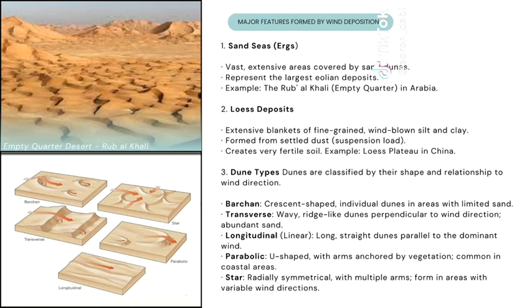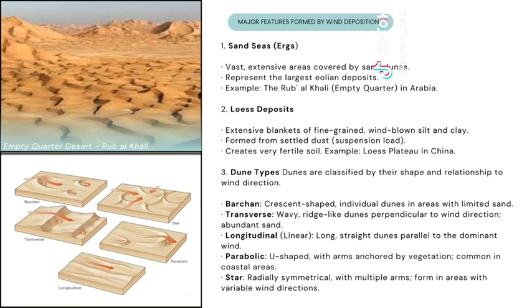And next we have barchan, crescent-shaped individual dunes in areas with limited sand, and transverse, wavy ridge-like dunes perpendicular to wind direction with abundant sand, and longitudinal or linear, long straight dunes parallel to the dominant wind, and parabolic, a U shape with arms anchored by vegetation, common in coastal areas. And lastly, we have star dunes, roughly symmetrical with multiple arms, formed in areas with variable wind direction.